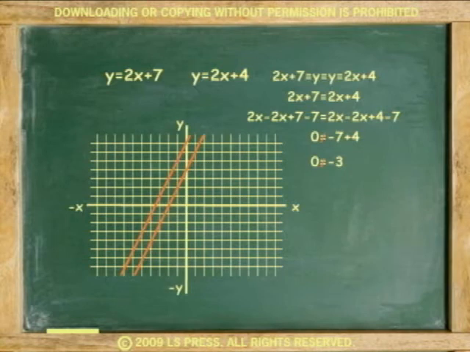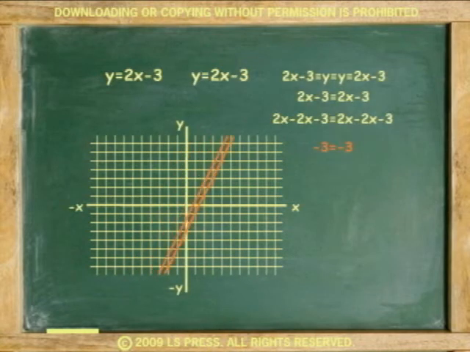Because 0 is not equal to negative 3, the lines will not meet and there is no solution to the system. The lines are parallel. If the solution had been a true statement, like negative 3 equals negative 3, then all the points of both lines are at the intersection and both lines are the same, which is a case of the identity property.